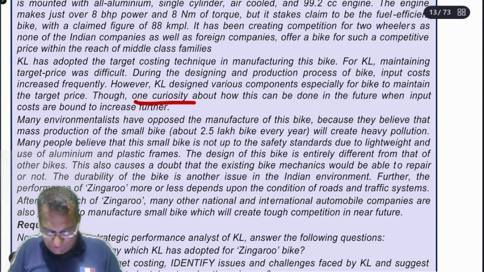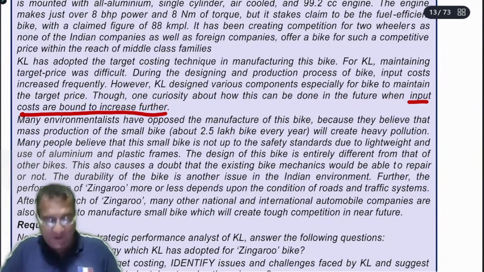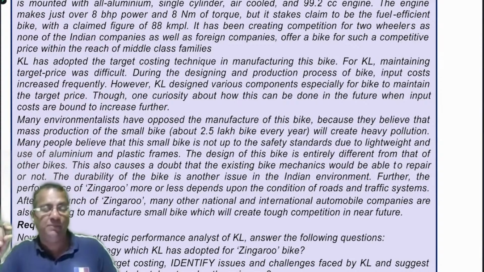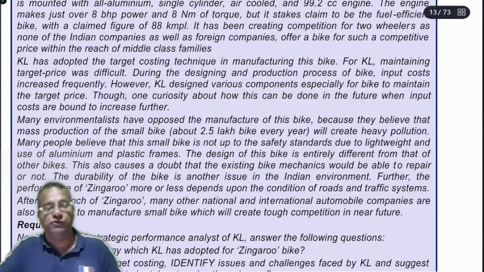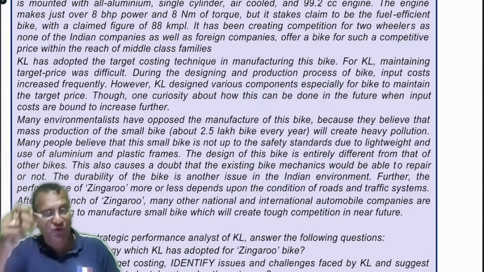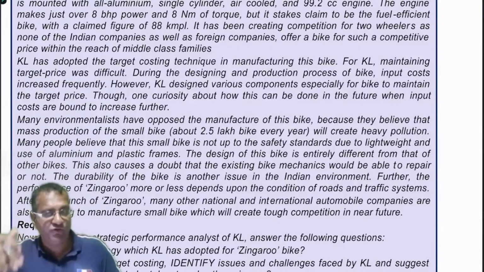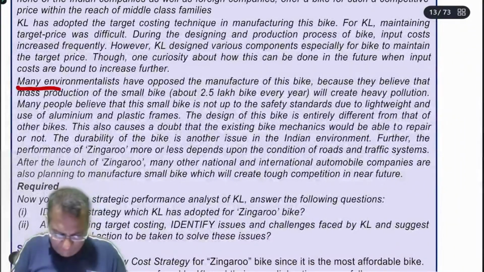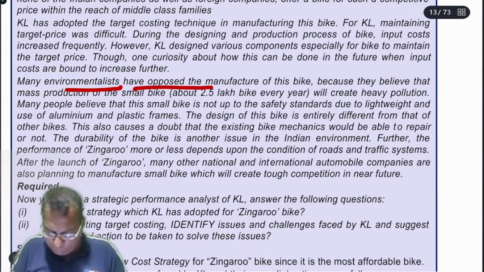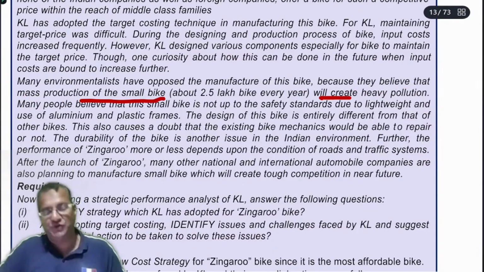One curiosity about this is how this can be done in the future when input costs are bound to increase further. The challenge of input cost right now, we have handled by manufacturing various components in house. Now the challenge in the future is how the future cost can be tackled if the input cost is bound to rise further. Second, many environmentalists have opposed the manufacture of this bike because they believe that mass production of this small bike will create heavy pollution.